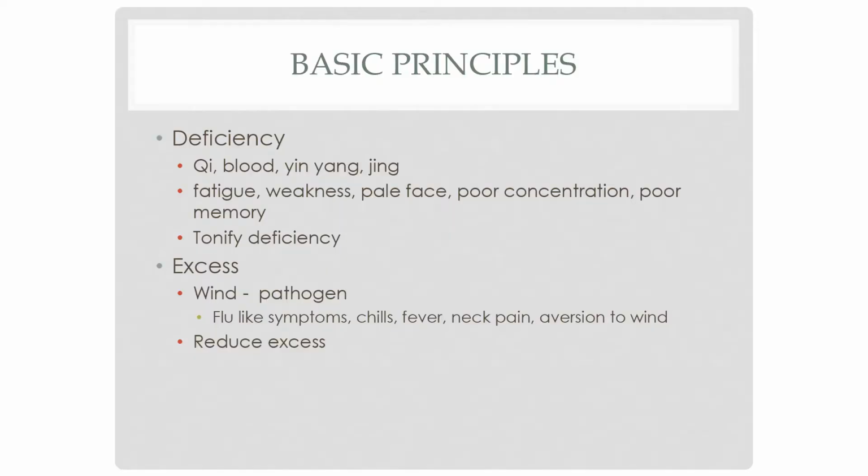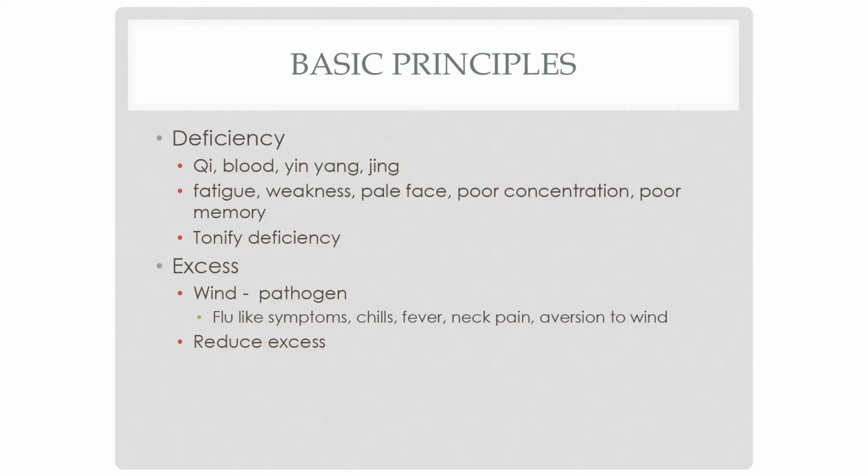And if you get nothing else from this discussion, I hope you take this home with you, which is that Lyme disease is a disease of both excess and deficiency. So you have deficiency of qi, which we just talked about, blood, yin, yang, and then the jing, that inherited energy. The other terms I'm going to bring up in just a moment. So when you have deficiency of qi, of this energy, you're going to get fatigue, weakness, pale face, poor concentration, poor memory. We use the term tonification. So you want to tonify deficiency, right? You want to build that up.